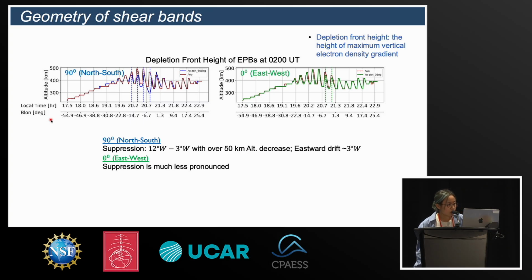On the left, it's the north-south case. The longer side band is along the latitude, and on the right is along the longitude. You can see the blue line, the left one case. The height can be reduced by 50 kilometers, and on the right, it's almost identical to the default run.